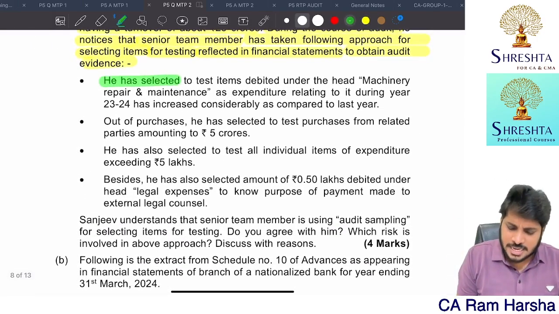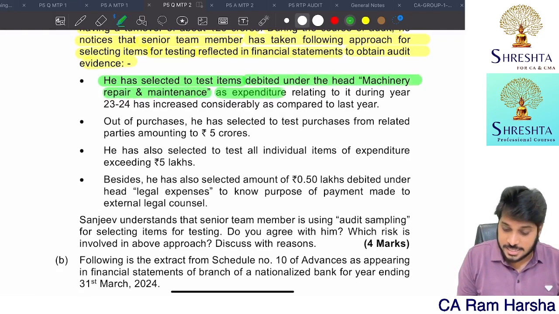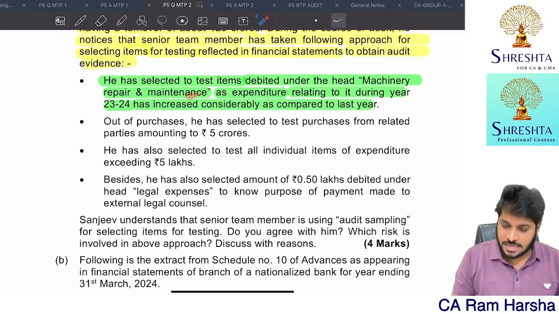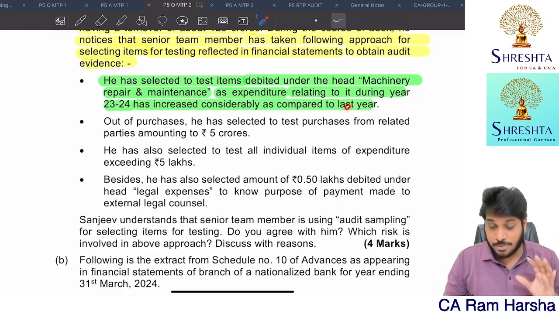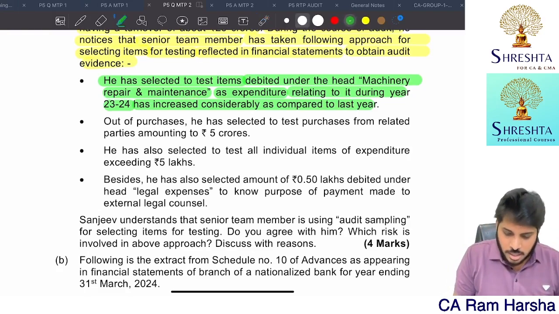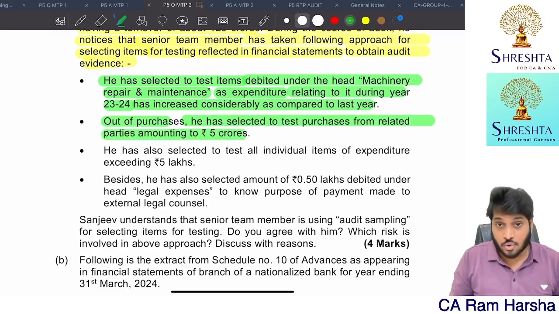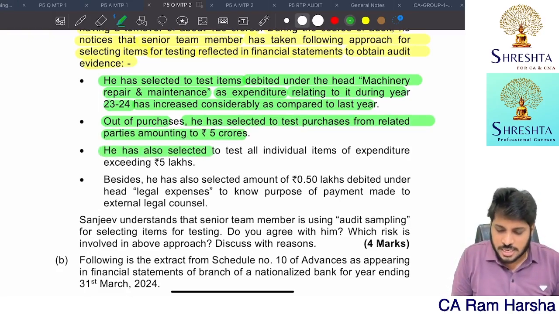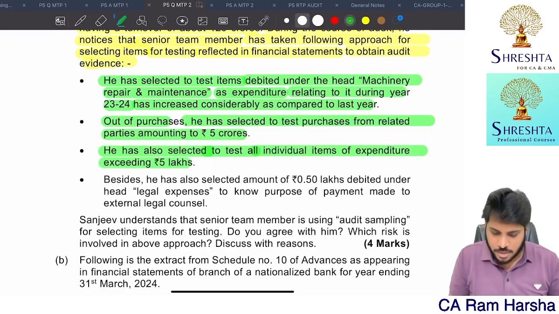Let's see. He has selected to test the items debited under machinery repairs and maintenance as expenditure relating to it during the year has increased considerably as compared to last year. So he selected repairs and maintenance, some expenditure item, because compared to last year it increased a lot. Probably in analytical procedure he would have discovered that. Out of purchases, he selected to test purchases from related parties. Okay, related purchases of 5 crore he selected. He has also selected to test all individual items of expenditure exceeding 5 lakh.